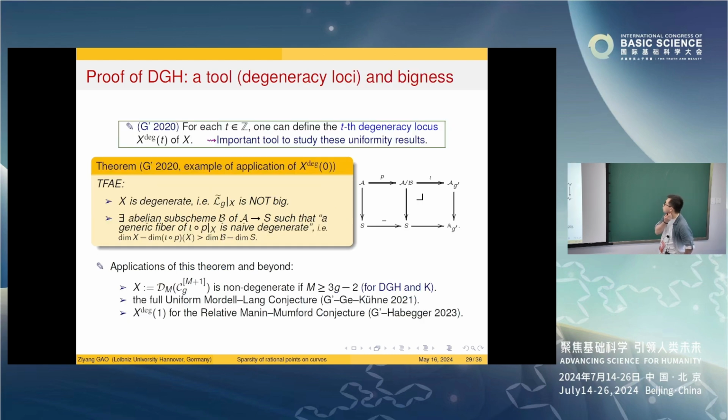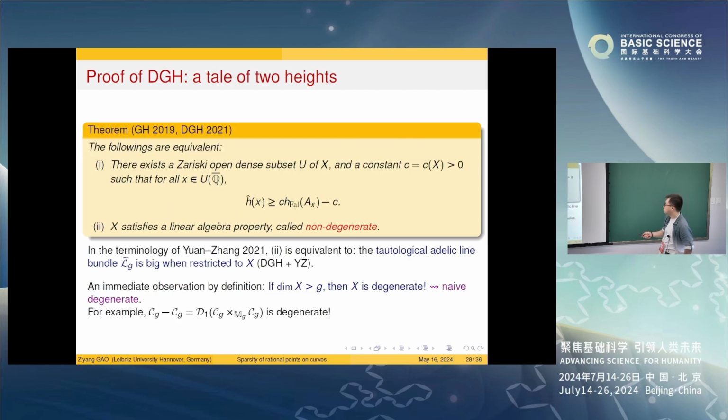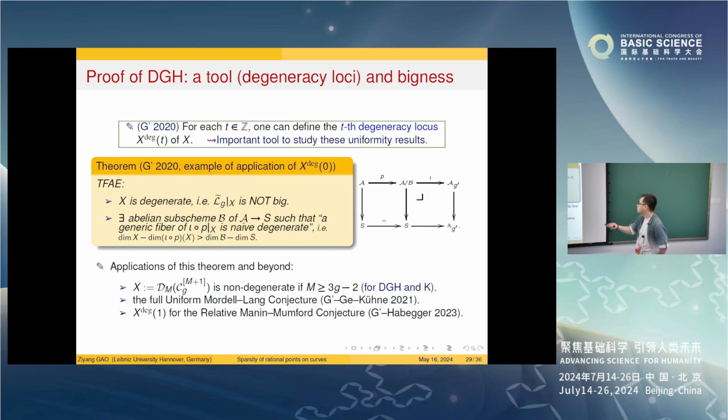And to construct an appropriate X, or prove that this line bundle is big on X, we prove this kind of criterion. For this purpose, I introduced this degeneracy loci, and using the mixed Ax-Chanyu theorem, I gave a criterion for this non-degeneracy. This non-degeneracy amounts to saying that anything non-degenerate comes from something naively non-degenerate, and anything degenerate comes from something naively degenerate, even though the full statement is a bit complicated.